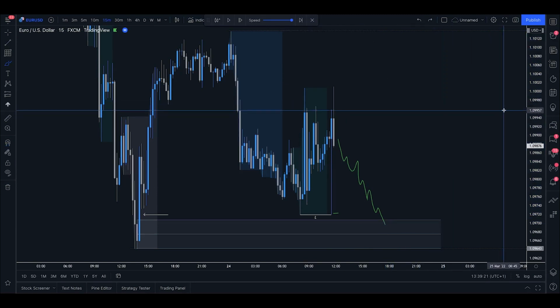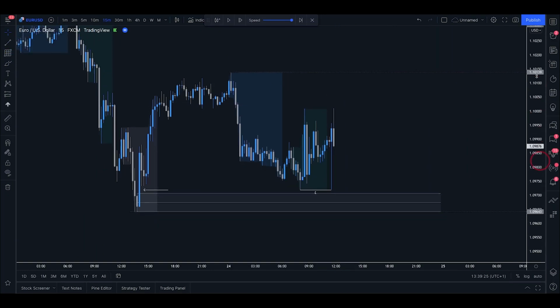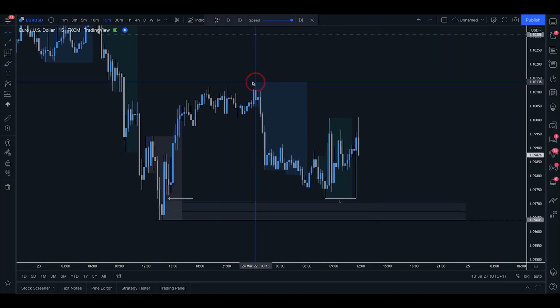So obviously in terms of targets, I do still want to see the high of the Asia session taken out, and that would be this blue box here. I like to see the liquidity either side of the Asia range swept. We can see it's obviously being swept to the downside now. So we are very likely to see before the session ends, the liquidity to the top of the Asia session taken out as well.